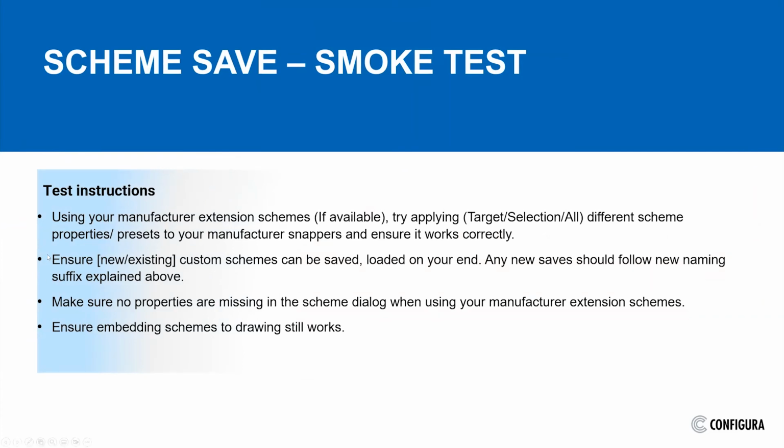Then the next one is to ensure that new or existing custom schemes can still be saved and loaded on your end. Any new saves should follow the new naming suffix. Make sure there are no missing properties in the scheme dialog when using your manufacturer extension schemes. Make sure all of your materials, options, and features are still intact. Of course, you should also make sure embedding schemes to drawing still works. This is entirely up to you. You could make use of the new features, or you could do it your way.